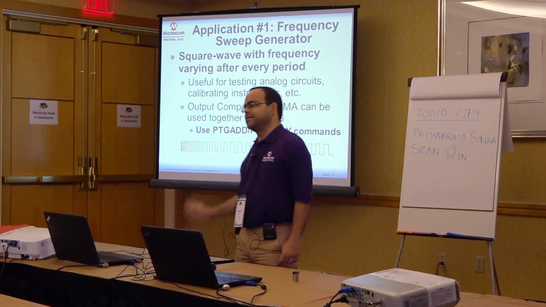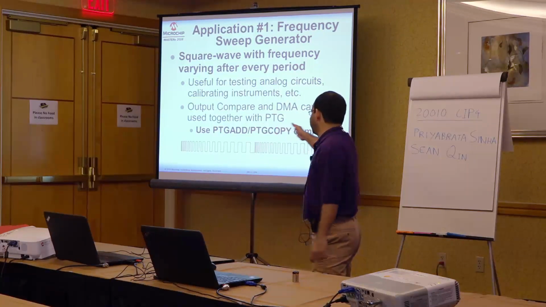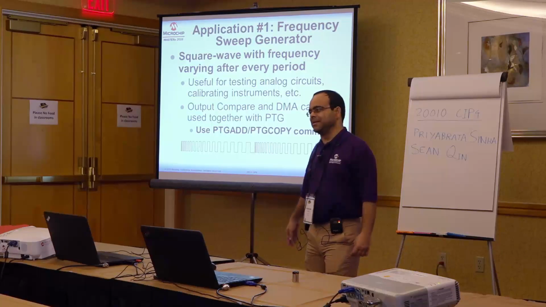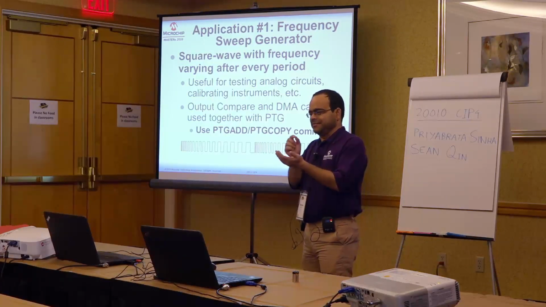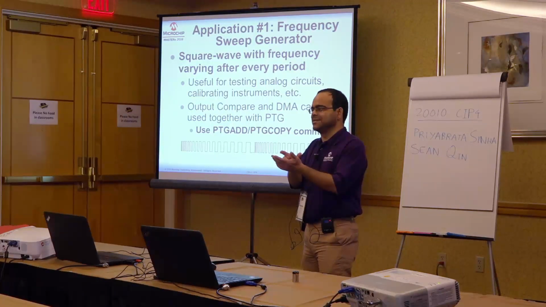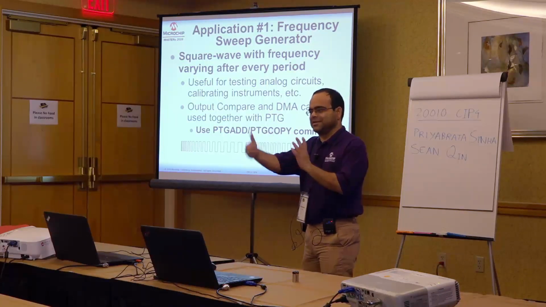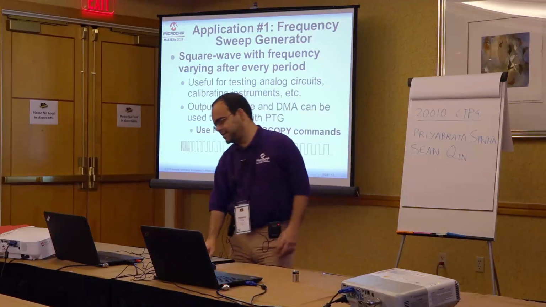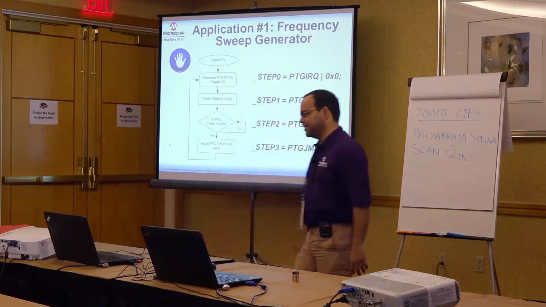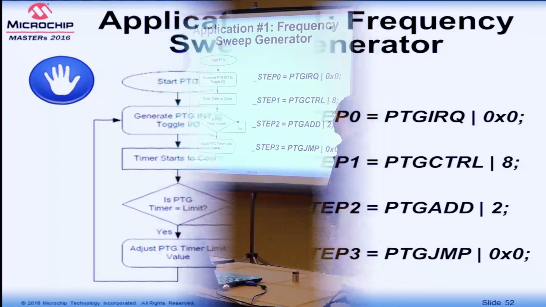But you could also use the PTG copy command if you want to generate arbitrary periods, or maybe you would want to generate so many pulses of a certain frequency and then change it after a certain number of pulses. So there are a lot of things that are possible here. So how would you do it? It only requires 4 PTG steps.